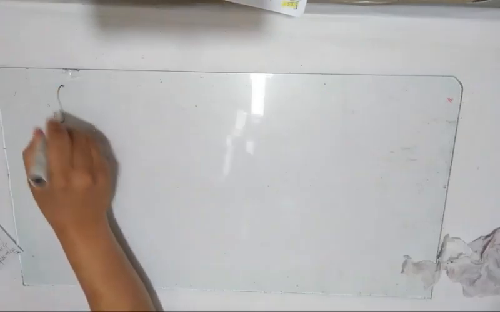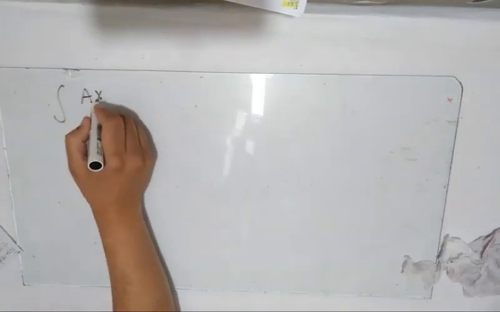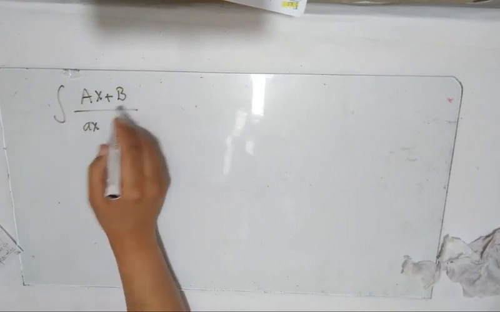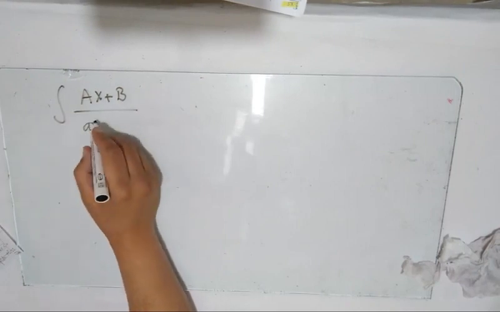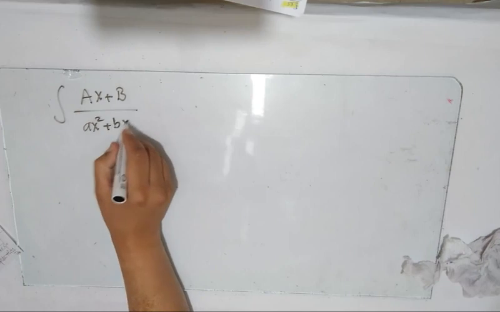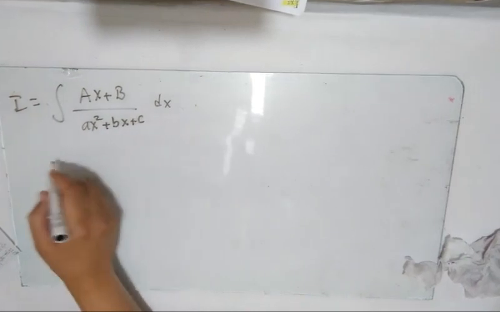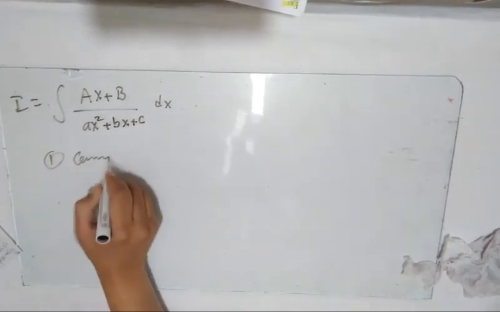So let's summarize how we can solve this kind of integral, the integral of (ax plus b) over (ax squared plus bx plus c) with respect to x. The first thing, you have to complete the square.